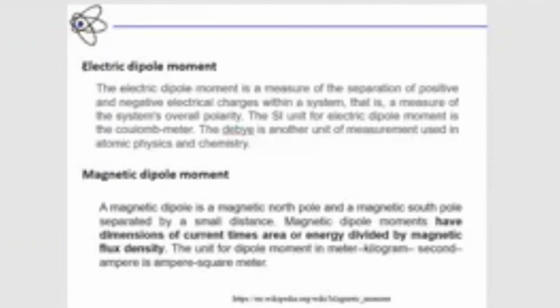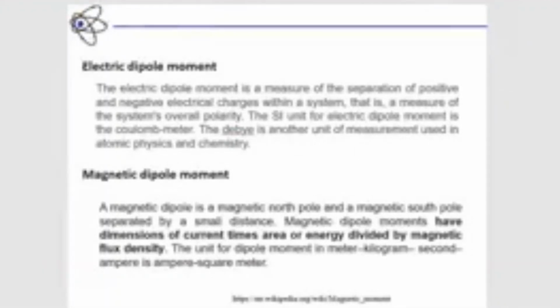Another topic is the magnetic dipole moment. If a magnetic north pole and south pole are separated by a small distance, then the magnetic dipole moment has the dimension of current times area, or energy divided by magnetic flux density. Its unit is ampere square meter. These two topics are very important for different purposes. I will focus later on the various applications.